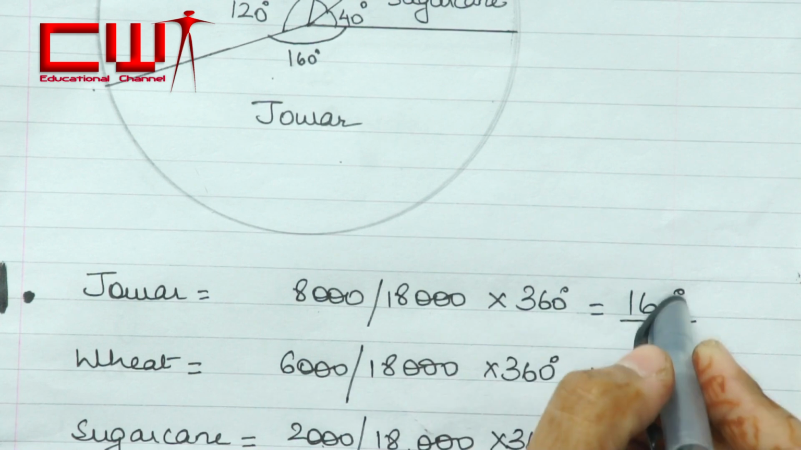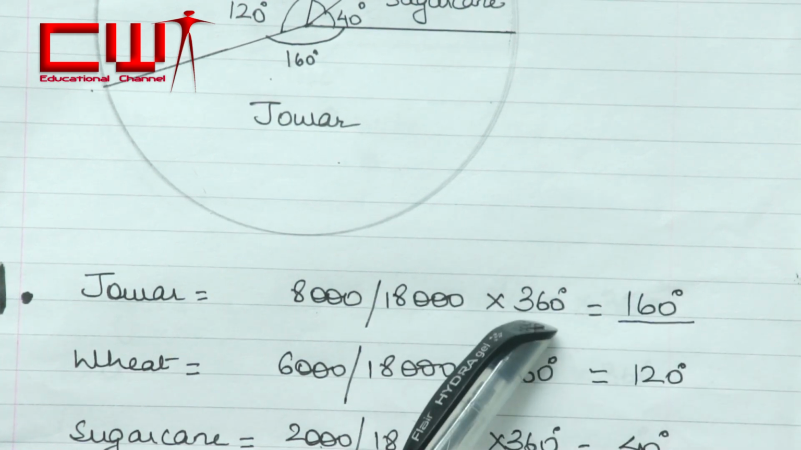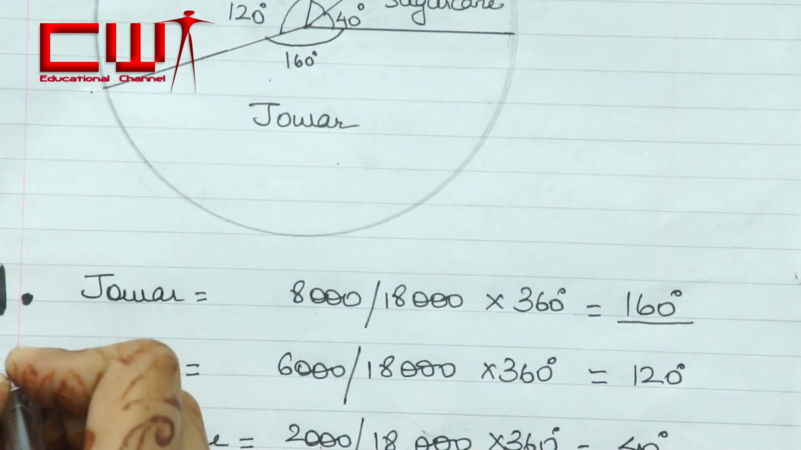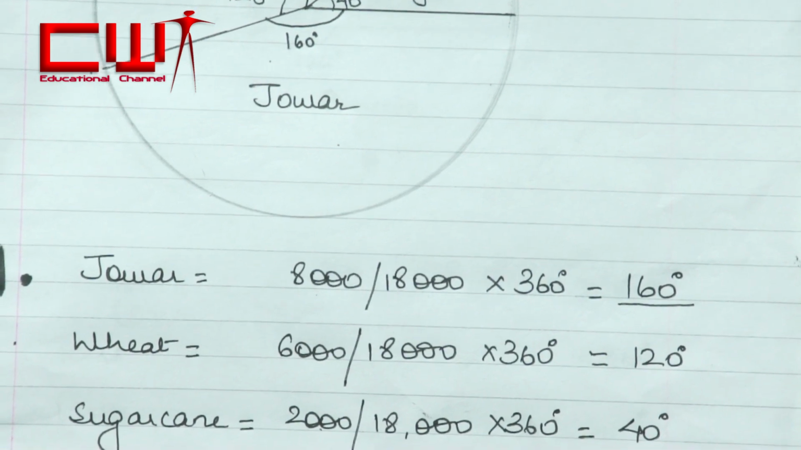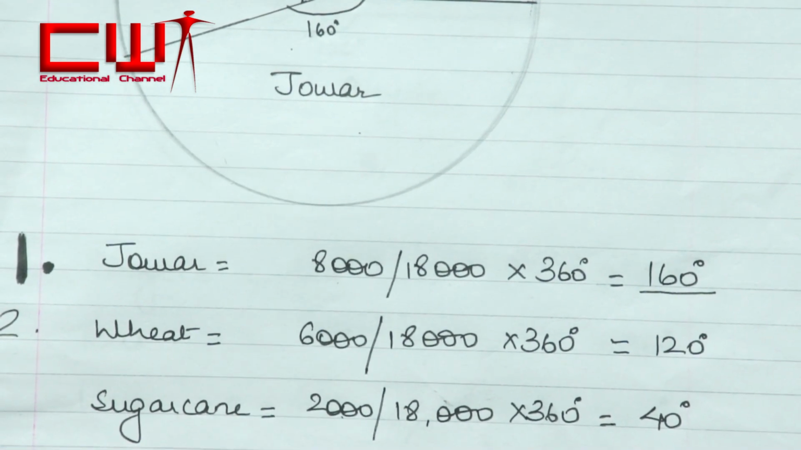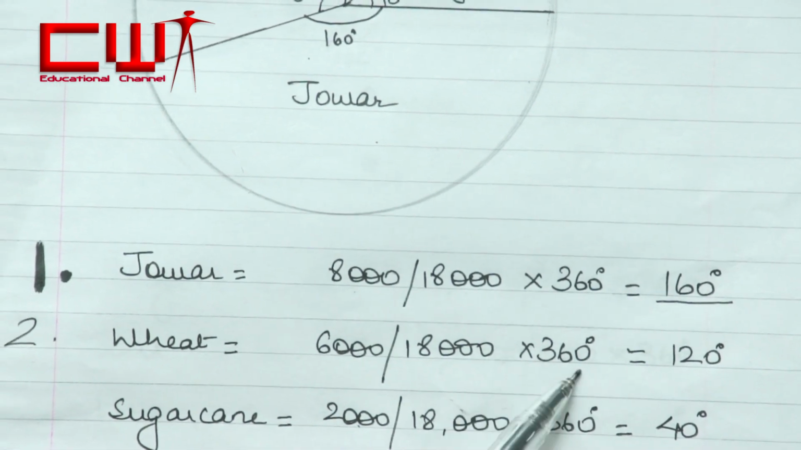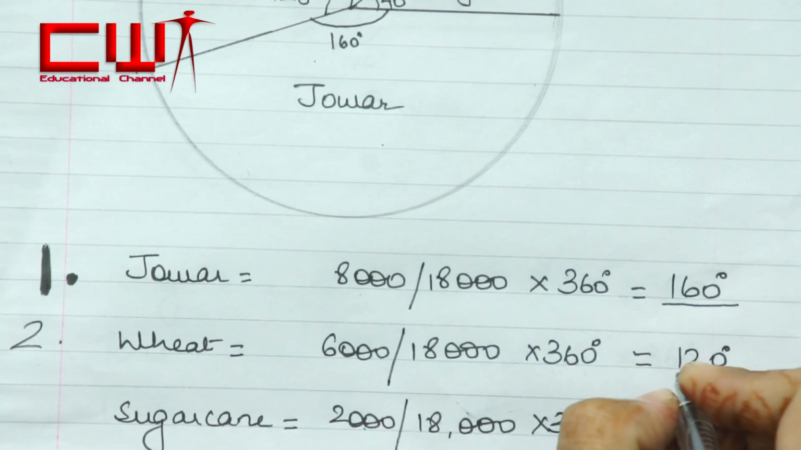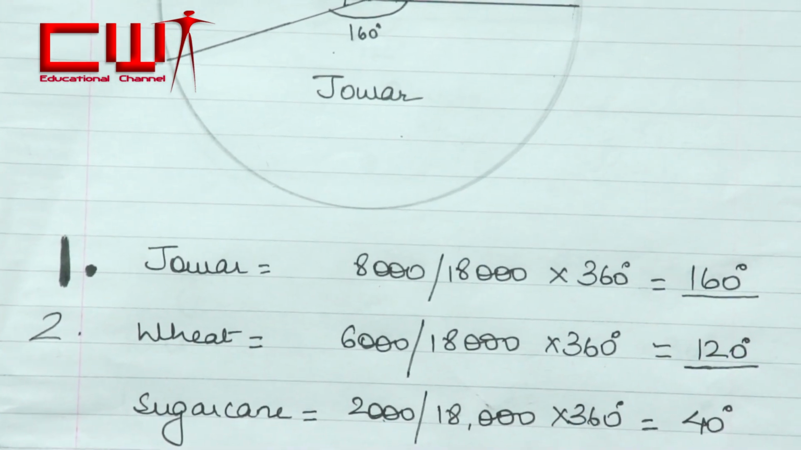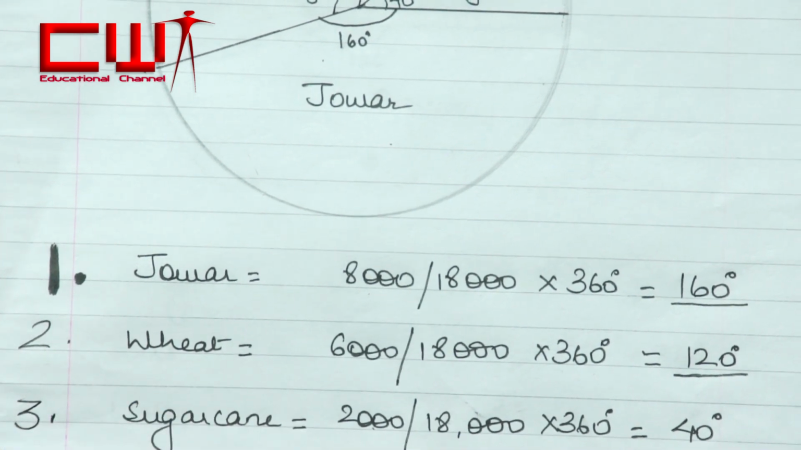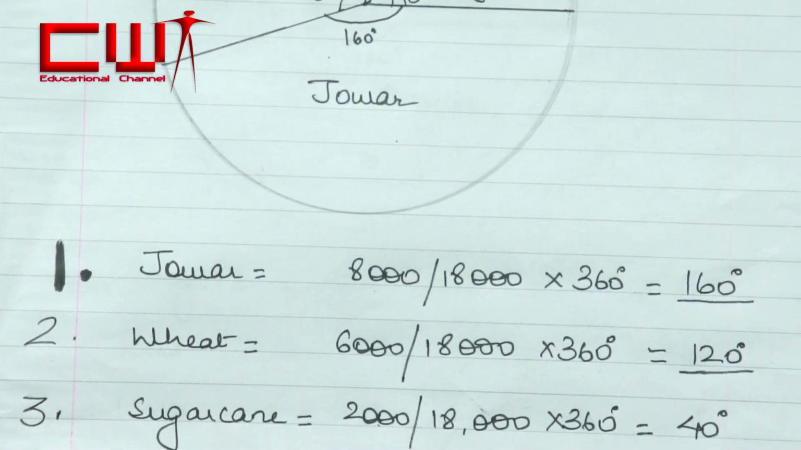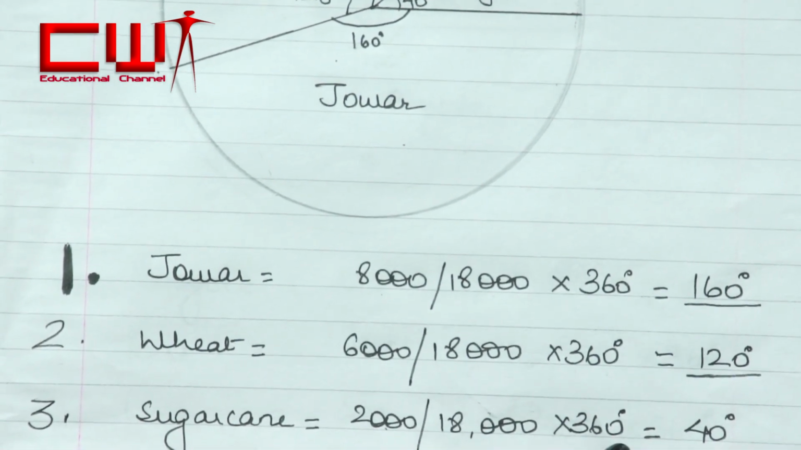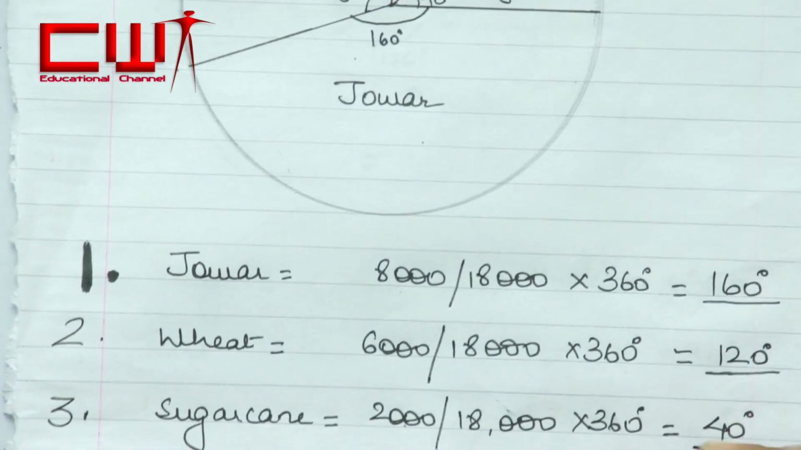Whatever is coming, you will represent in the form of degrees, because we are representing in the form of 360 degrees. Next, second is your wheat. Wheat is 6,000. How will you represent that? 6,000 divided by again the total into 360 degrees, that is 6,000 divided by 18,000 into 360 degrees, will give you 120 degrees. Okay. Next, third is sugarcane. Sugarcane is 2,000. You will do the same thing again. 2,000 divided by the total into 360 degrees will give you 40 degrees.